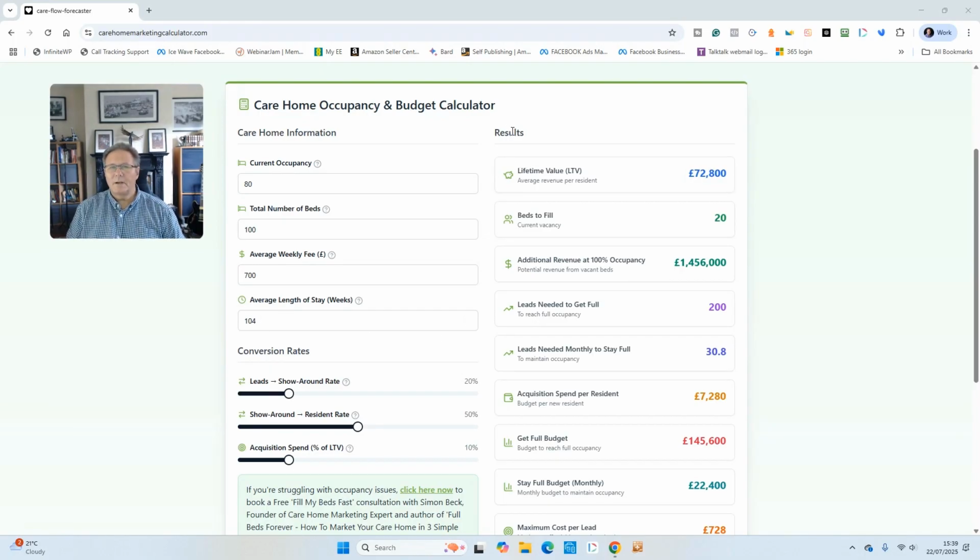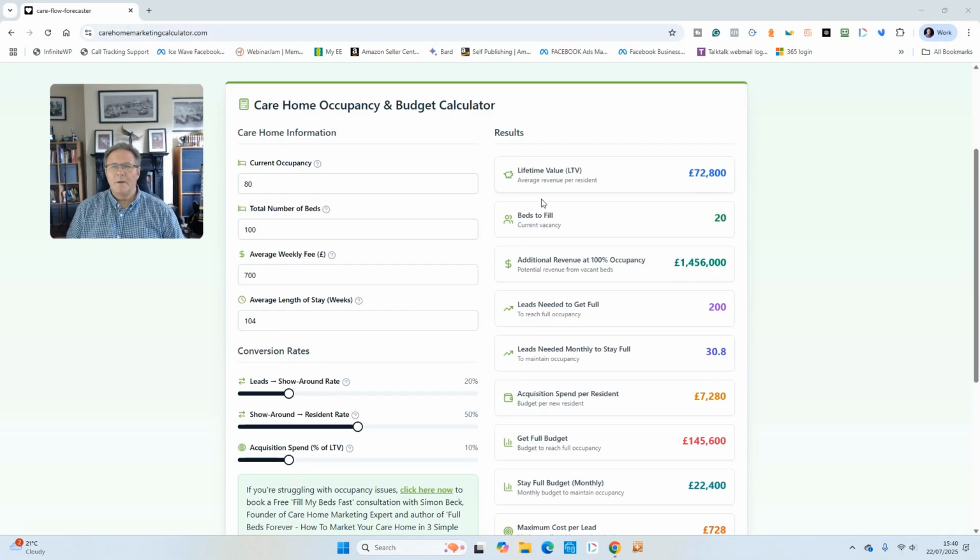On the right hand side we've got a results column. So we've got the lifetime value. And I'm going to show you examples of this in a second. So the lifetime value is how much on average a resident is worth to you as a business during the lifetime of their stay.